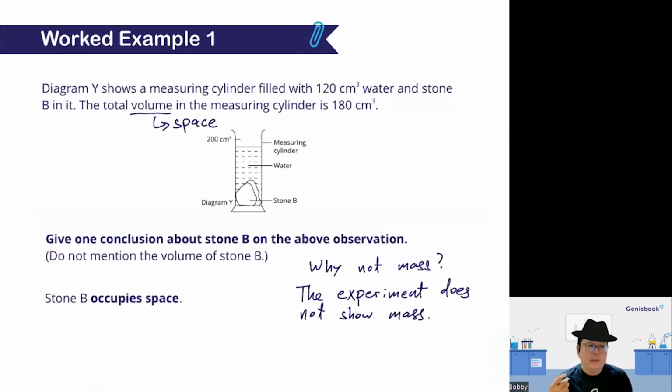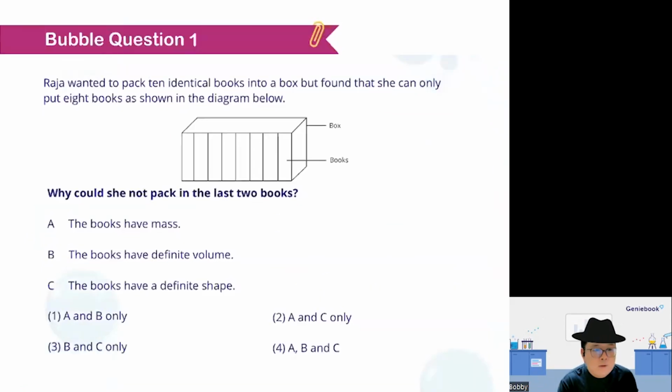So the measuring cylinder measures volume. Okay, so volume, space. Finally, we are going to look at the bubble questions. Remember what is shown in this experiment, or what is shown by this action. So as you can see, the answer is 3. Now, why is it 3?